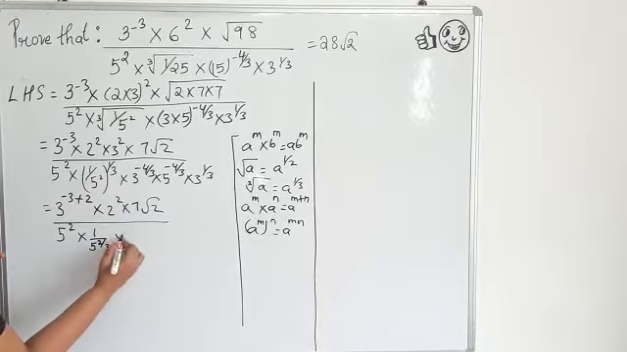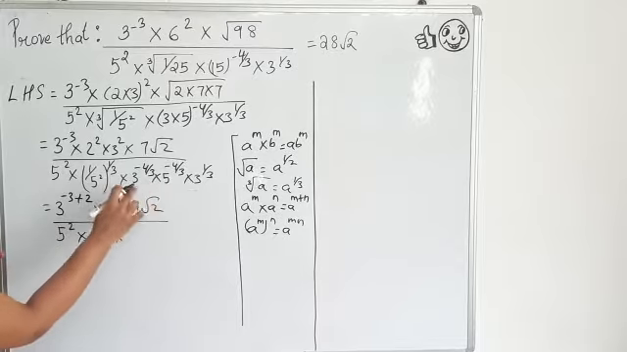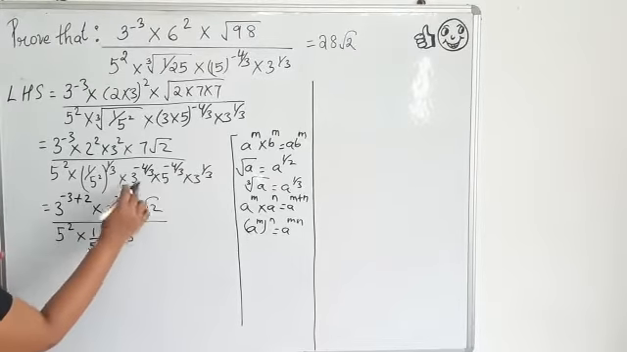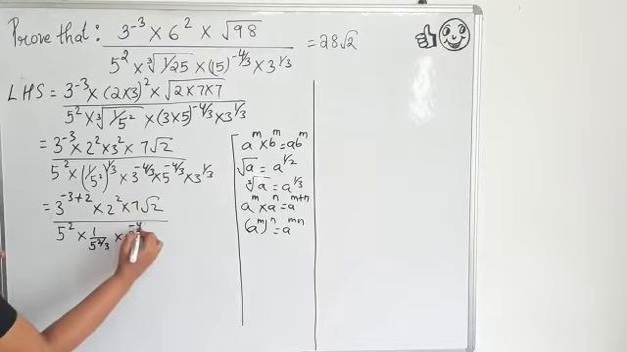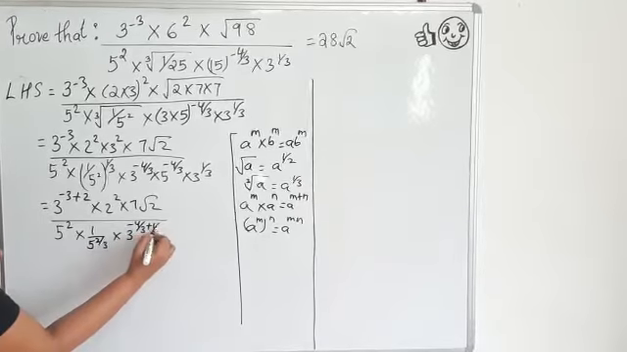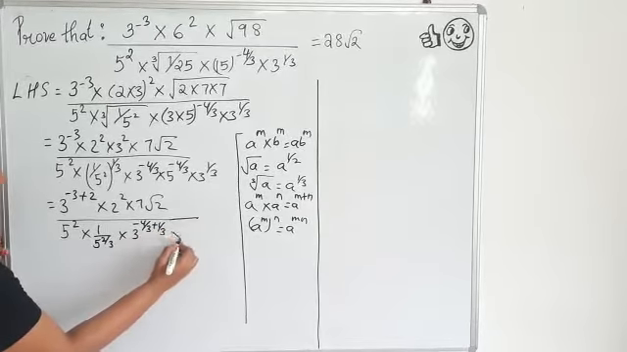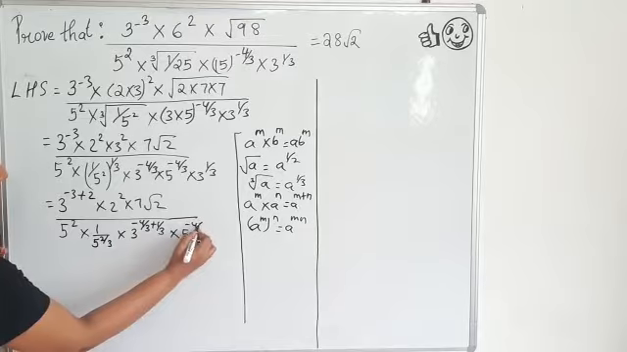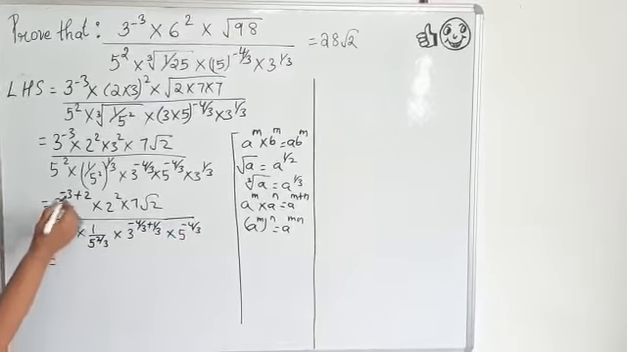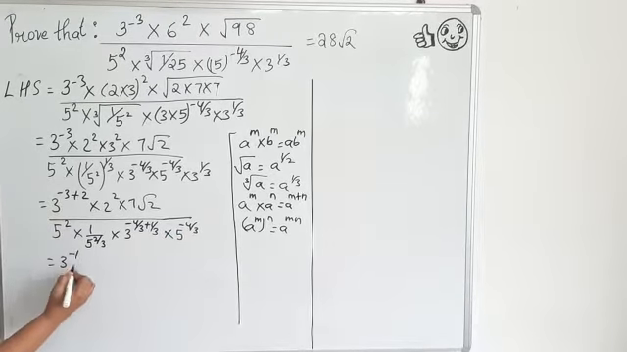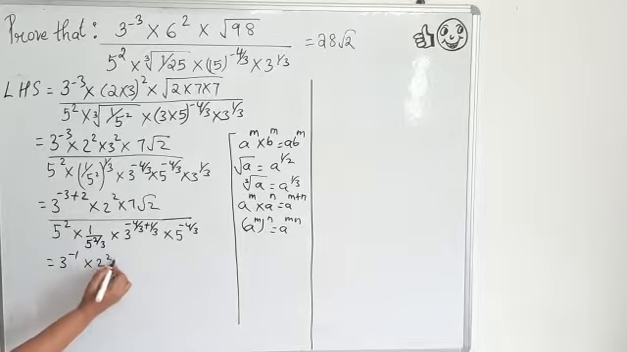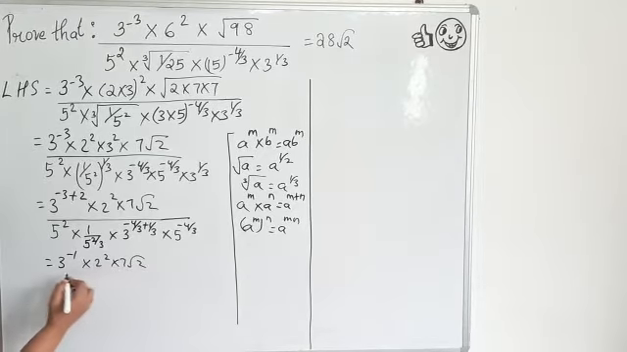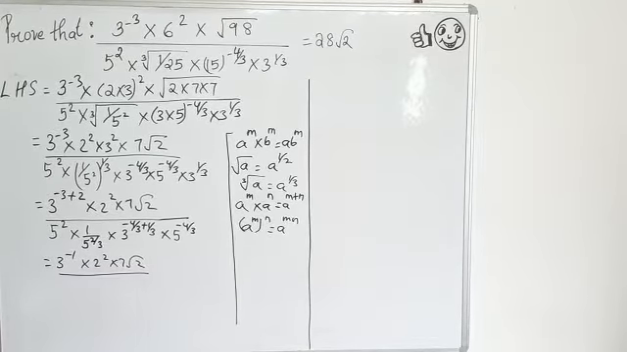3 into, taking again 3 as the same base. So 3, what is the power? Minus 4 by 3, we have to add minus 4 by 3 plus 1 by 3. At last 5 power minus 4 by 3. So this will become 3 power minus 3 plus 2, 3 power minus 1. Write 2 square into 7 root 2 as it is, so that we can get the right hand side easily.